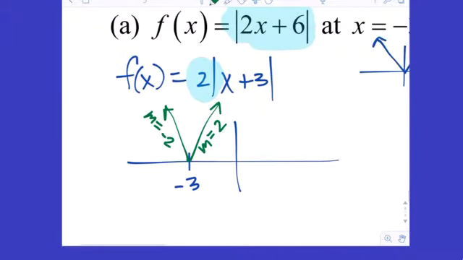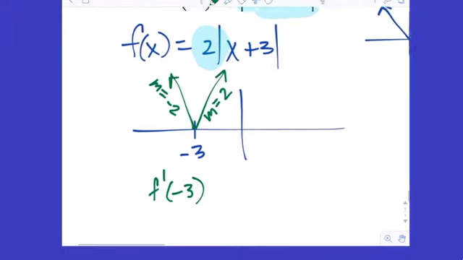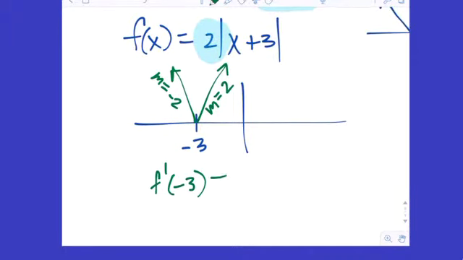-3 then is the only place where the derivative fails to exist. So if I ask you what's f prime at -3, you'd be like, oh, there's a sharp turn. That's the visual manifestation of why it's not differentiable. The real reason is the slope is -2 from the left and +2 from the right, and -2 doesn't equal 2. But that shows up as a sharp turn. So this will be DNE.